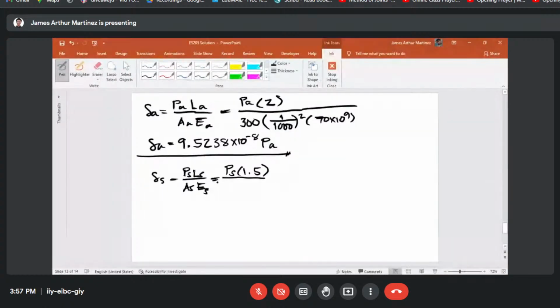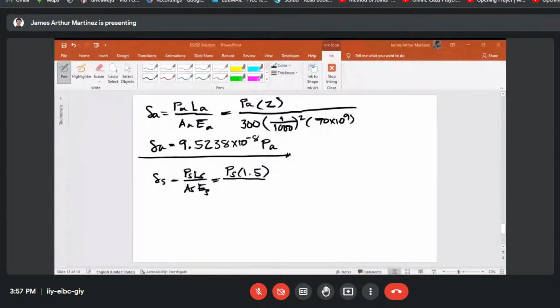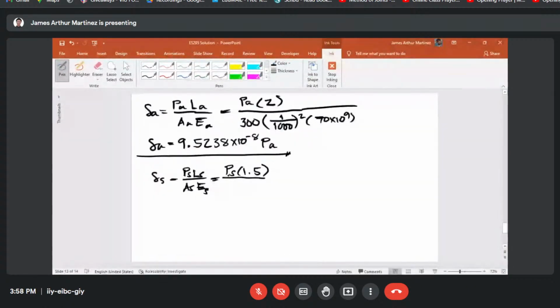Okay, so for steel, the deformation of steel, you have PL over AE.